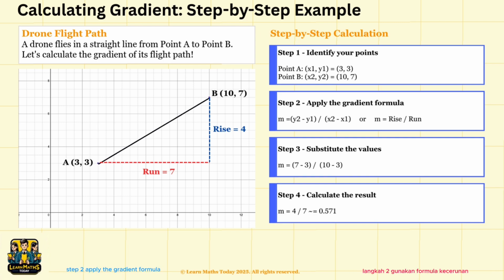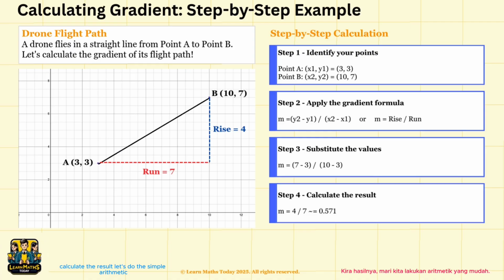Step 2. Apply the gradient formula. Remember, our formula is m equals y2 minus y1, all over x2 minus x1, or, if you prefer, rise over run. Step 3. Substitute the values. Now we plug in the numbers we identified. For the rise, it's 7 minus 3. For the run, it's 10 minus 3. So our equation becomes m equals 7 minus 3 all over 10 minus 3.